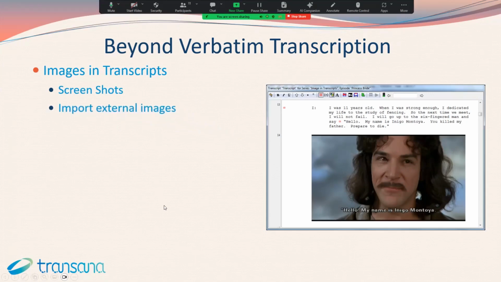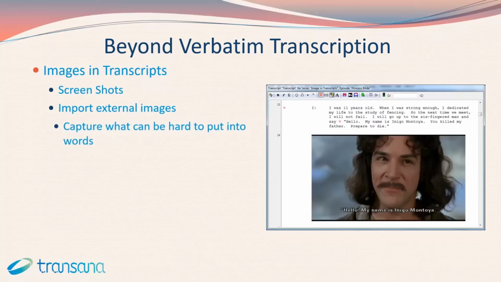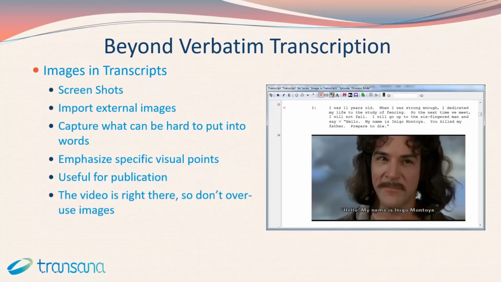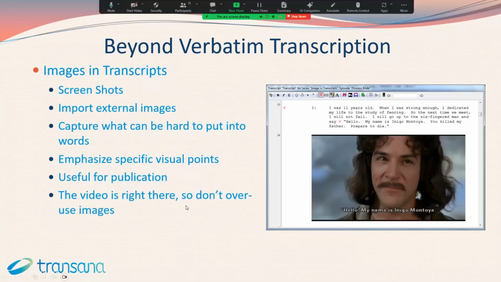You can bring in external images. So if you have photographs of student artifacts, you can drop those images into your transcripts and locate them in a particular point in the narrative of the classroom. You can capture things that are hard to put into words. You can emphasize particular visual points. It's really useful for publication. If you want to grab 1 or 2 crucial images that make a point, you can use those images to make points during publication, and having those images in transcripts makes it easier to do that.